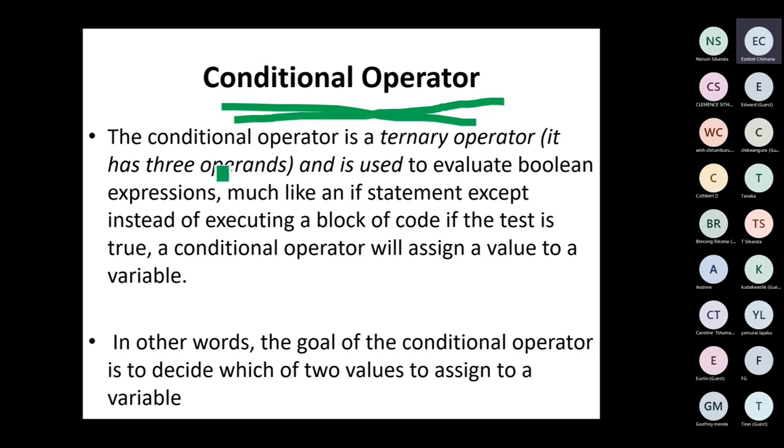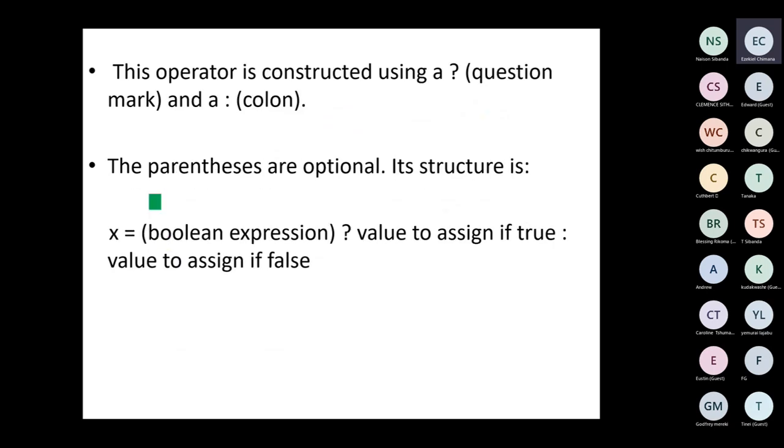So the conditional operator is a ternary operator. It has 3 operands and is used to evaluate Boolean expressions, much like an if statement, except instead of executing a block of code if the test is true, a conditional operator will assign a value to a variable. So in other words, the goal of the conditional operator is to decide which of 2 values to assign to a variable.